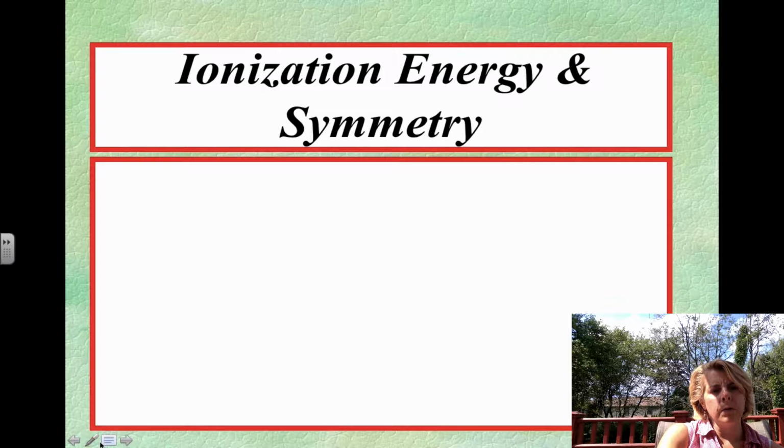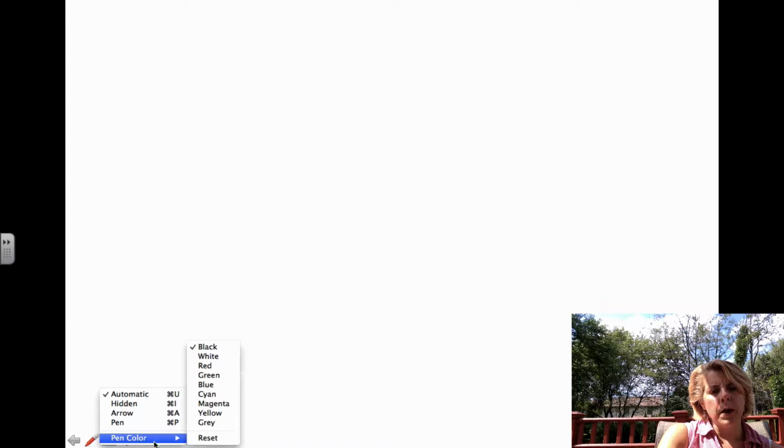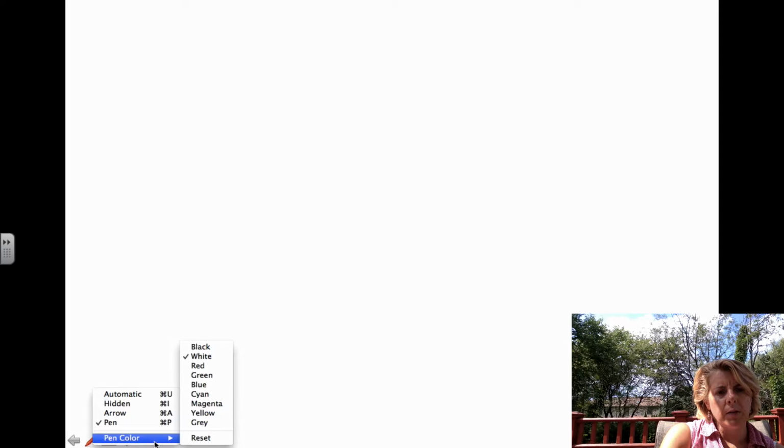Okay, so the first problem. I thought I selected the right color, maybe not.